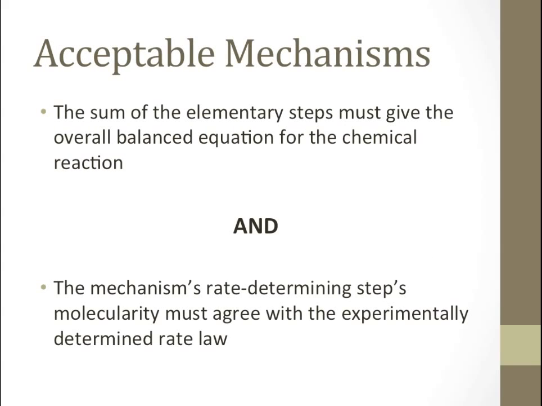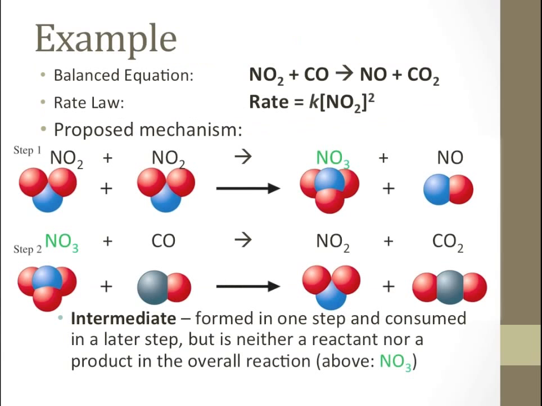In order for a reaction mechanism to be acceptable for a particular reaction, both of these two criteria must be met. The elementary steps of the mechanism must add up to the overall balanced equation for the reaction, and the experimentally determined rate law for the overall reaction must agree with the molecularity for the mechanism's rate-determining step. We'll get into what all that means in a moment. For now, let's look at this example.